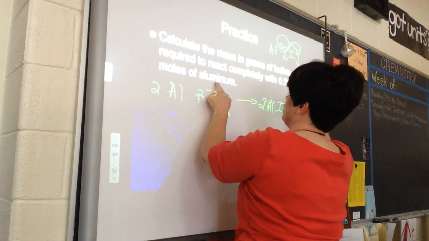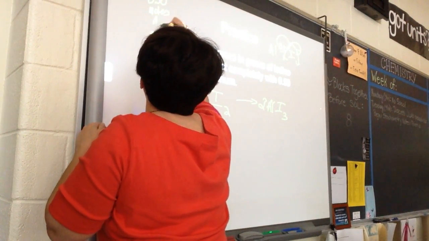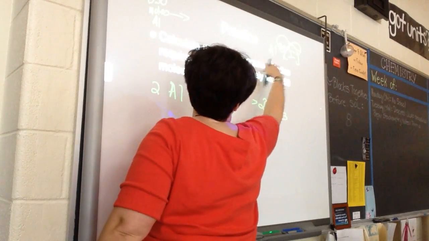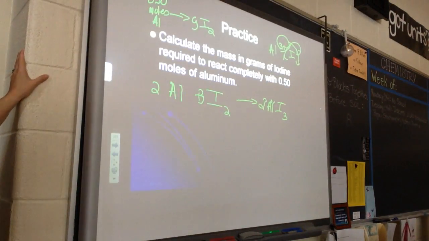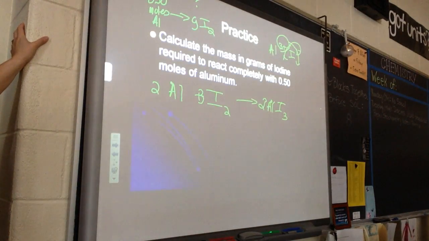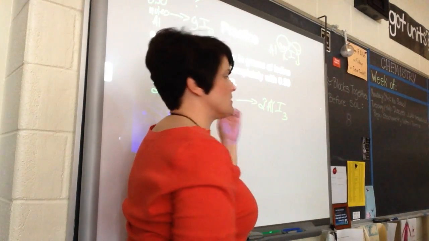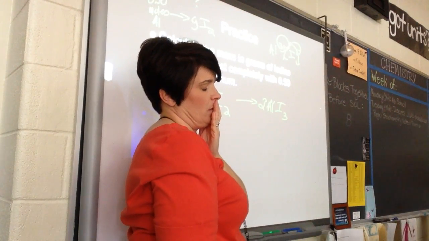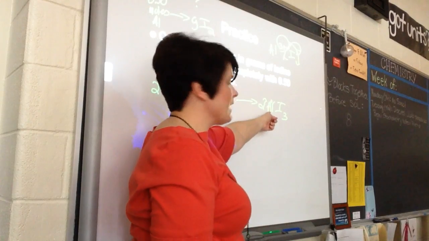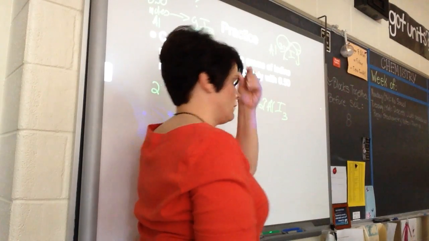0.50 moles aluminum going to grams of iodine, grams I2. We know this. We don't know this. We're trying to figure it out. Are we going to need someone's molar mass in order to complete this? Yes. Whose? Iodine. Do we need this molar mass? No. Do we need this molar mass? No, we're not being asked about that. We need this one.